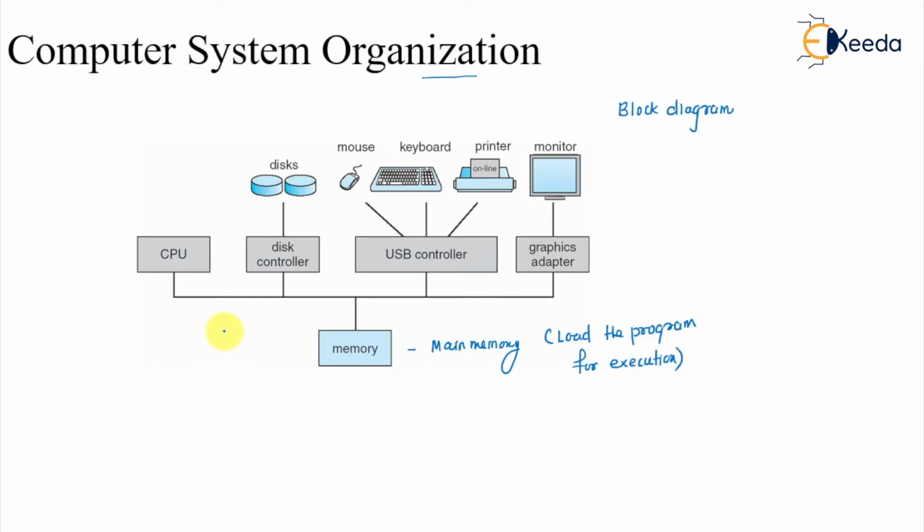Then we have a central processing unit, CPU, responsible for execution of the program. Then we have a disk controller, and then a mass storage or disk storage where a large amount of data can be stored. This is the typical example of your input and output. Now there is a controller, which here is the USB controller. And in some cases there is a graphics adapter, which is your monitor, and which is also a part of your input and output.